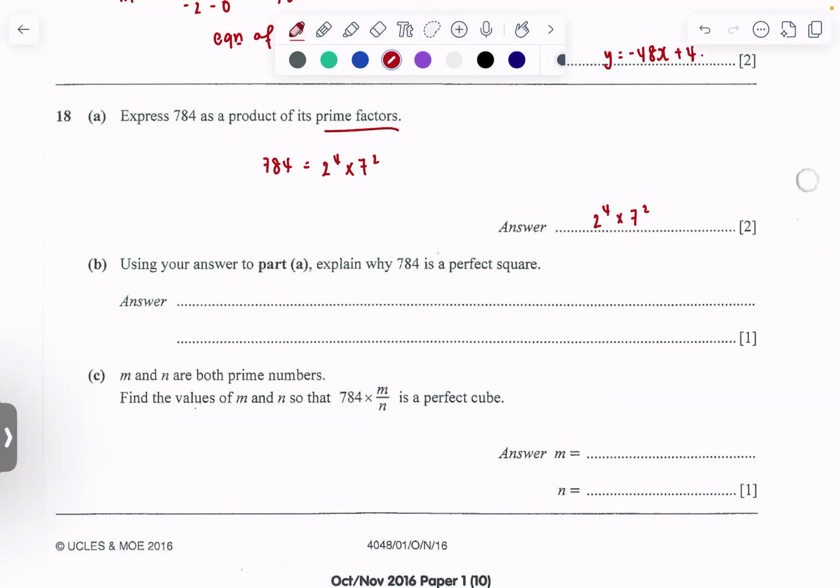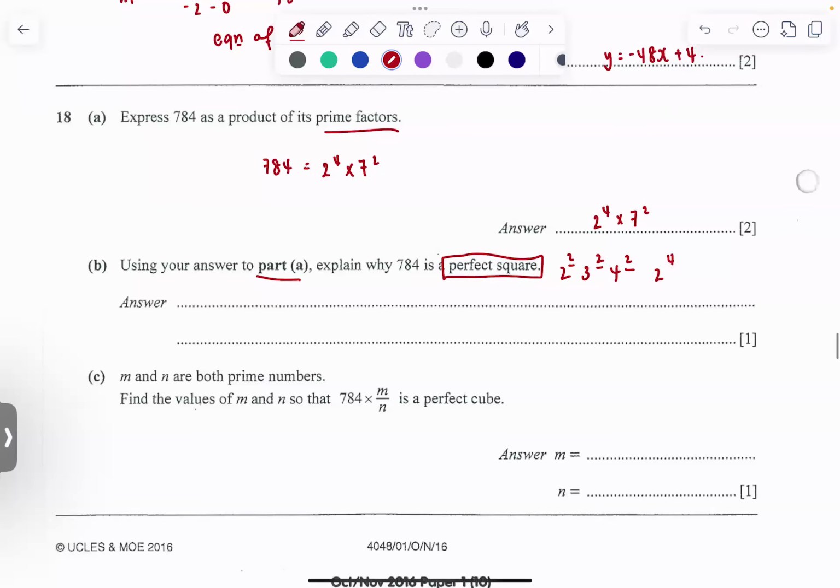And then using your answer to part A, which is 2^4 and 7^2, why is 784 a perfect square? So what is a square? A square is just anything to the power of 2, right? You have 2 squared, 3 squared, 4 squared. These are all perfect squares, right? And all they have in common is that their powers are in 2s. Or you can do 2 to the power of 4, right? This is actually a perfect square as well.